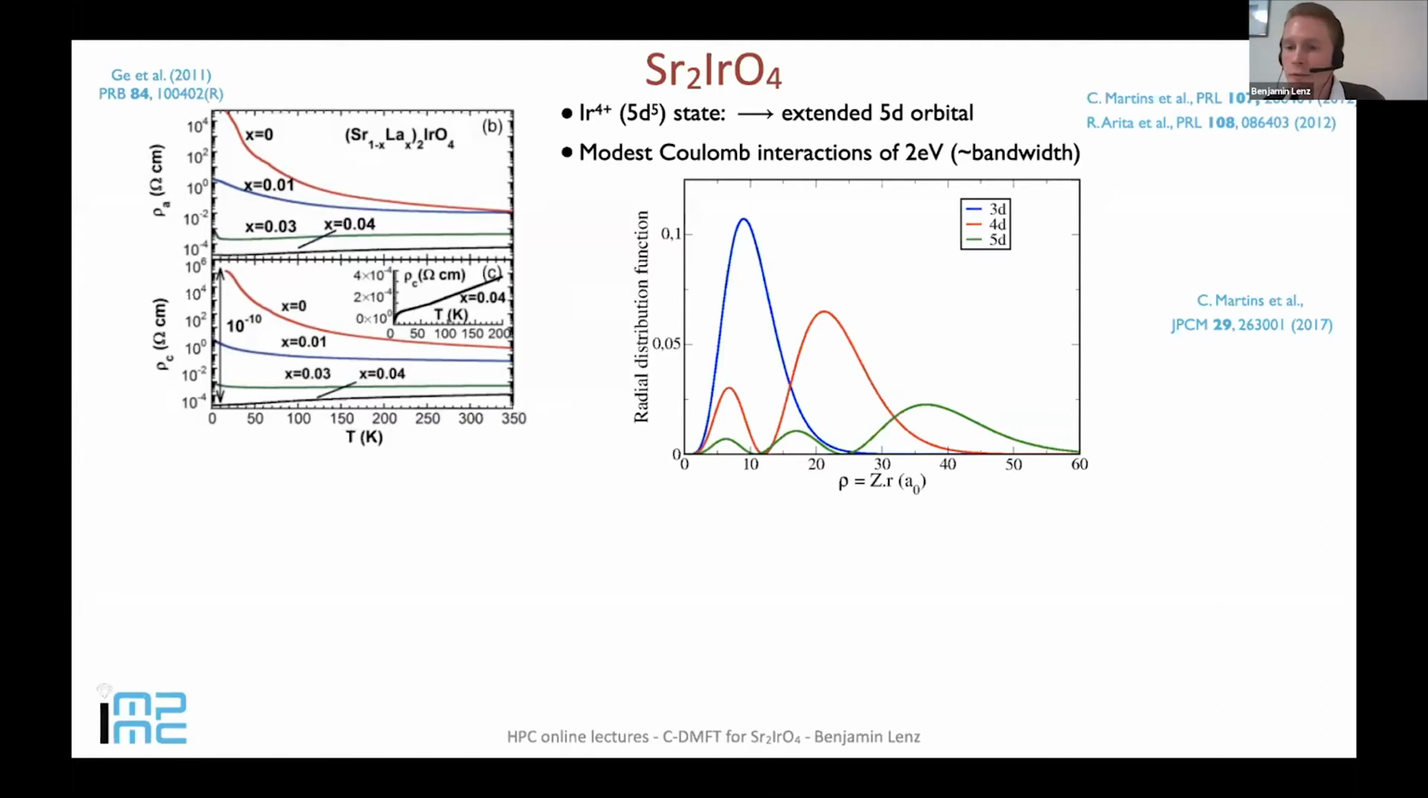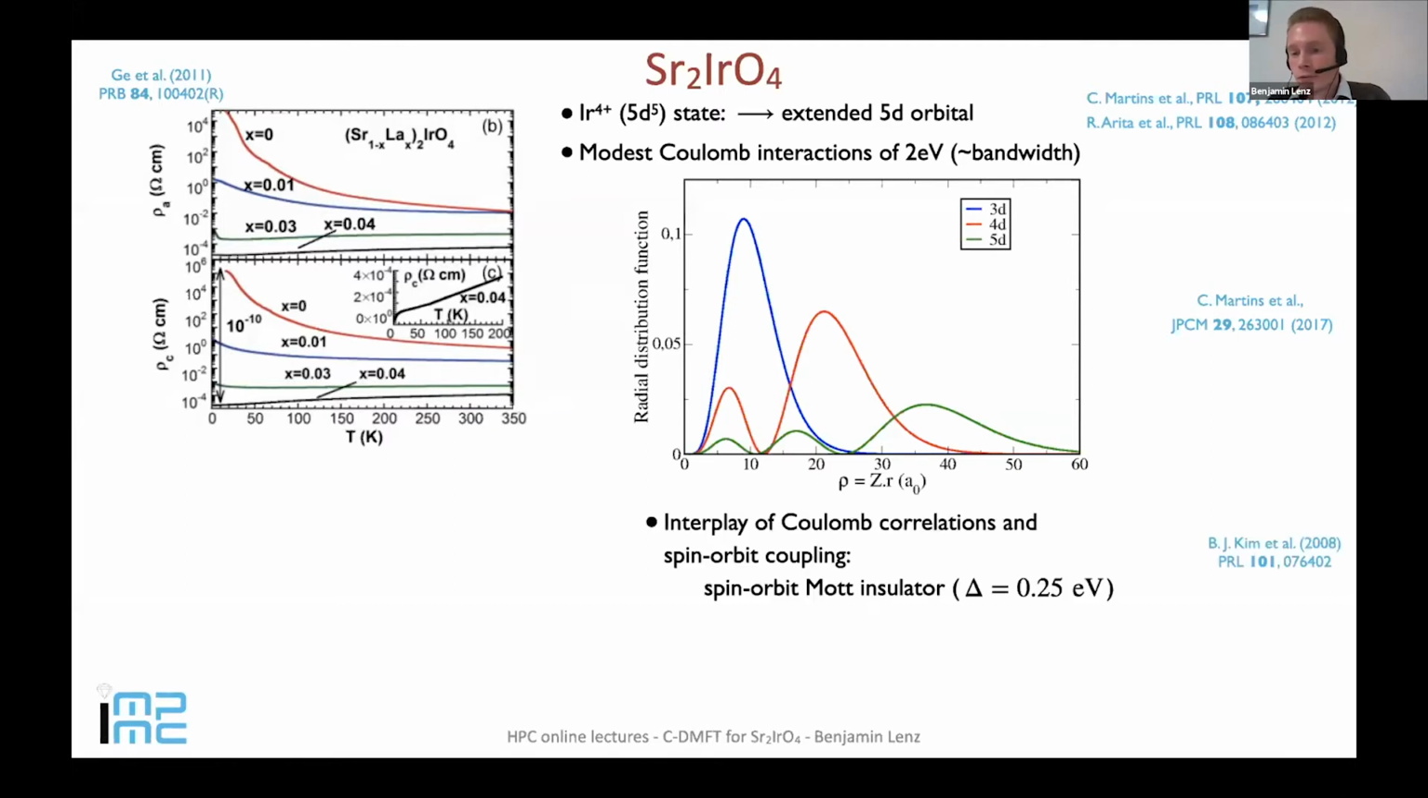which is a bit contradictory if you only consider the modest Coulomb interaction and the non-local character of the system, which means that we're lacking an information here, which is the strong spin-orbit coupling. So iridium is a quite heavy element, which means that we have to consider spin-orbit coupling on top of the Coulomb correlations, which renders the system a so-called spin-orbit Mott insulator, which has a quite specific, peculiar ground state.